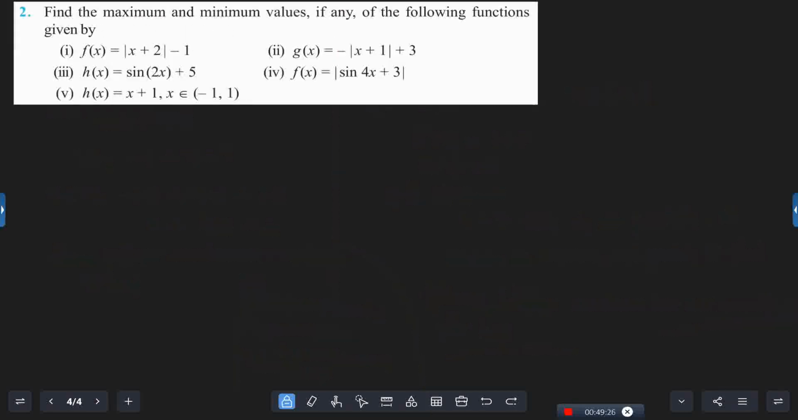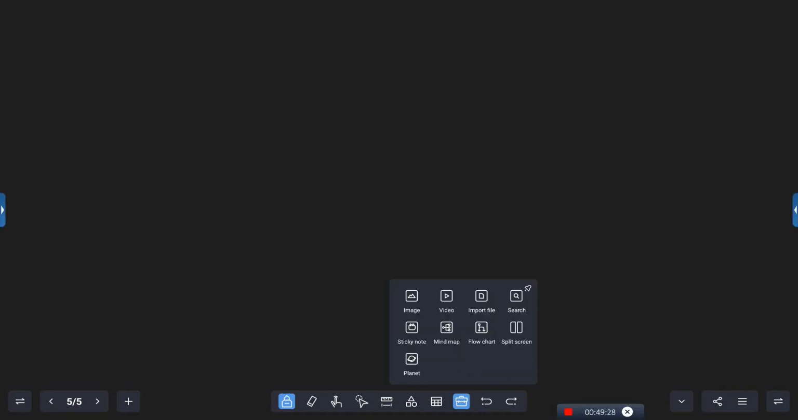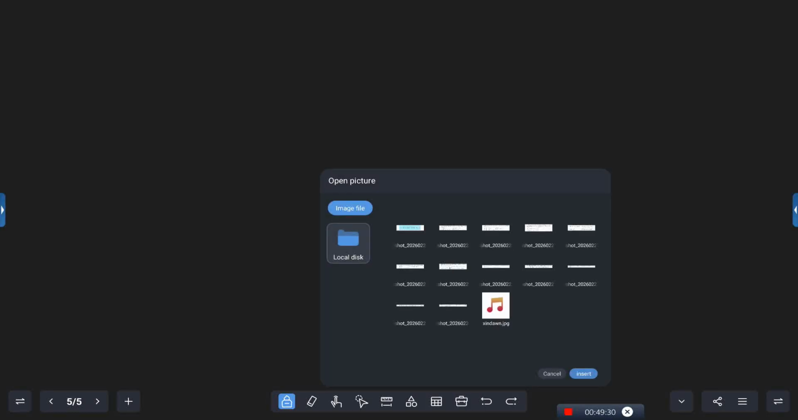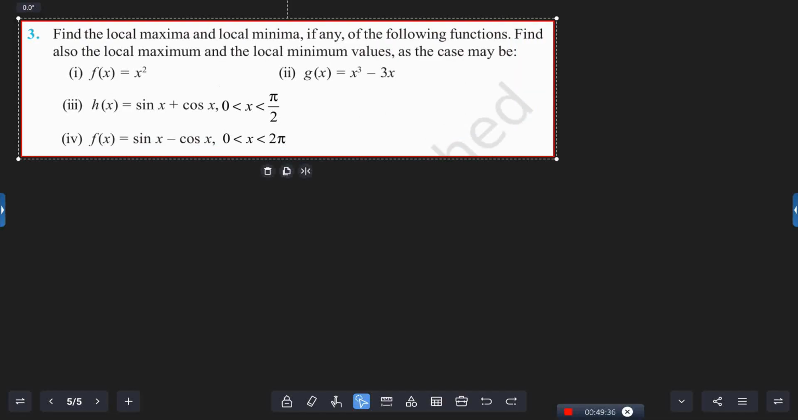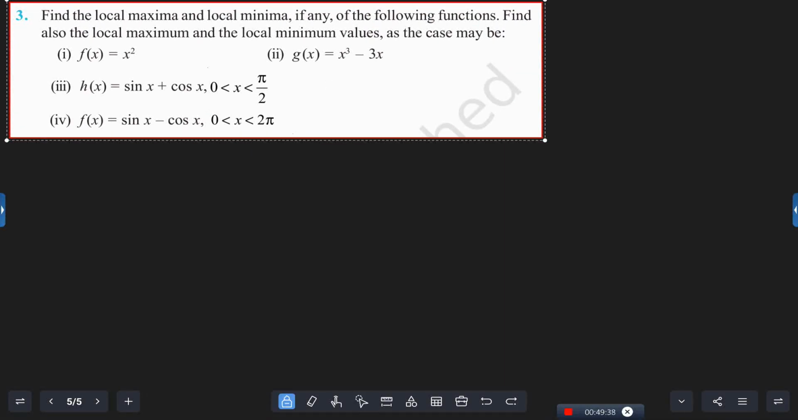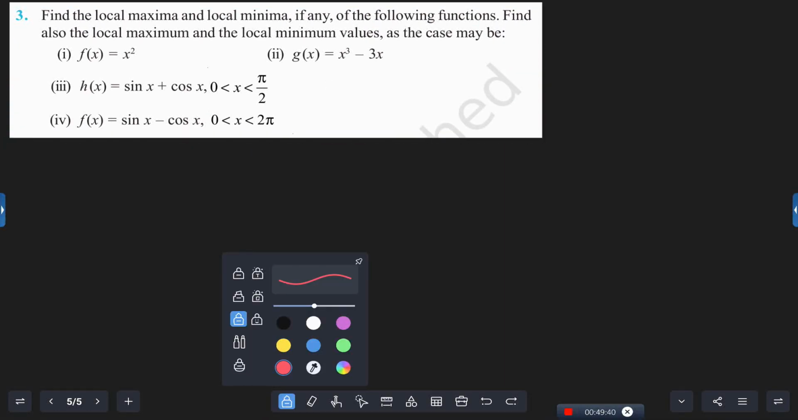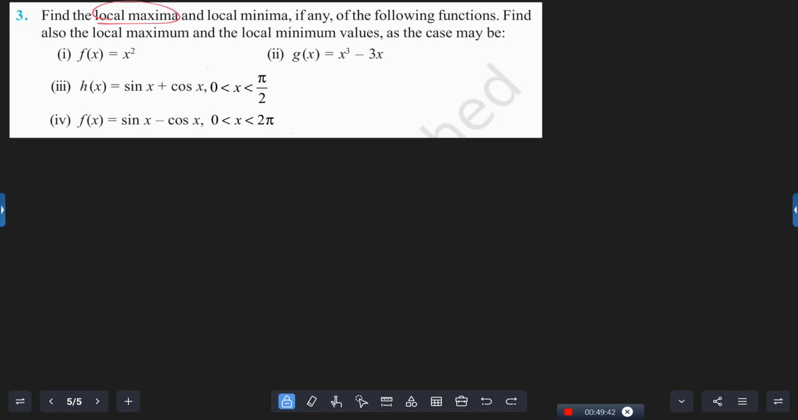Okay, next, question number 3. The third Roman also has many subdivisions. Here what they are telling is: find local maxima, local minima. What is the meaning of maxima, minima? The x value. So they are asking to find the x value.